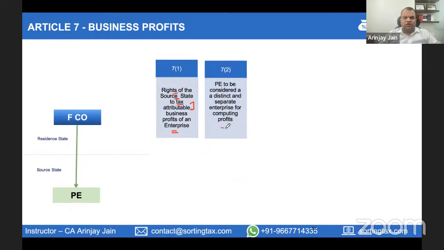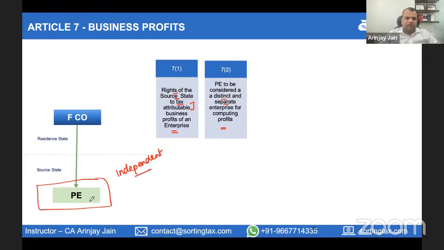The second paragraph provides that in order to calculate the profits, the PE has to be considered as a distinct and separate enterprise. Many of you might have studied or might have some knowledge around transfer pricing. In transfer pricing, what happens is that if there is a transaction between two related parties, the way in which a taxable income or taxable deduction is calculated is that you actually calculate them assuming that the two enterprises are independent enterprises, and you calculate the arm's length price. When you talk about a permanent establishment in the source state, in order to calculate the taxable profits of the PE, what is required to be done is you have to treat this permanent establishment as an independent entity.